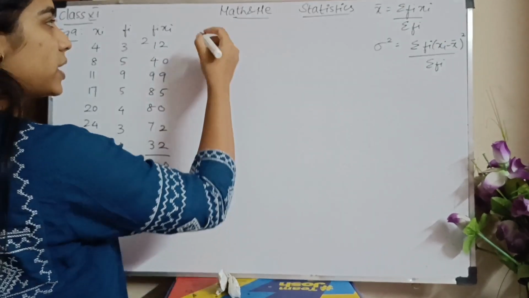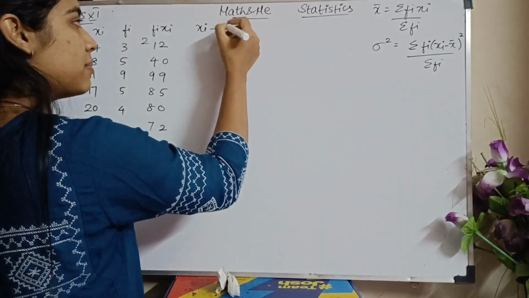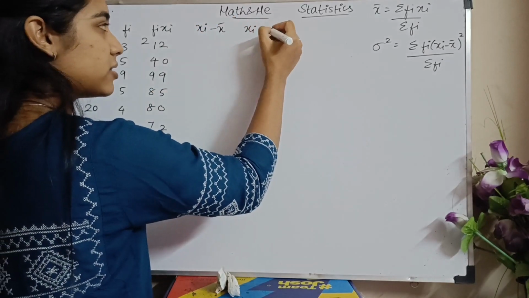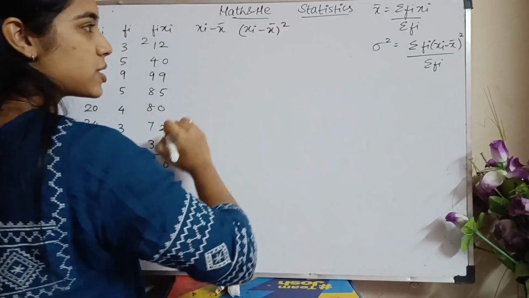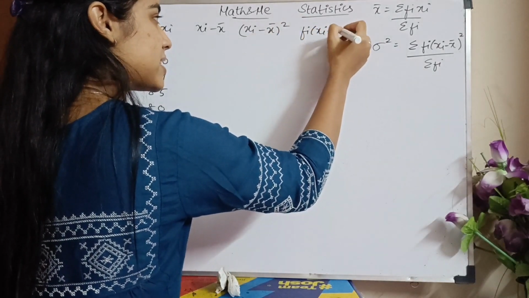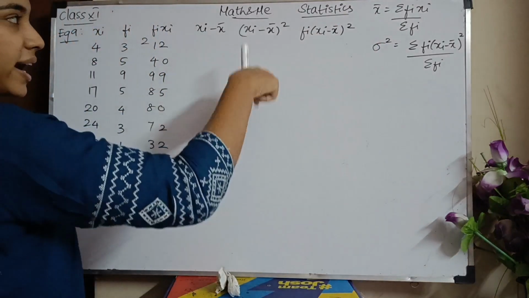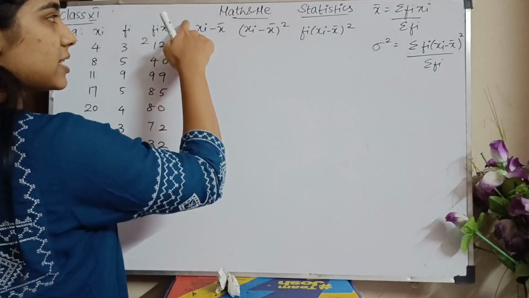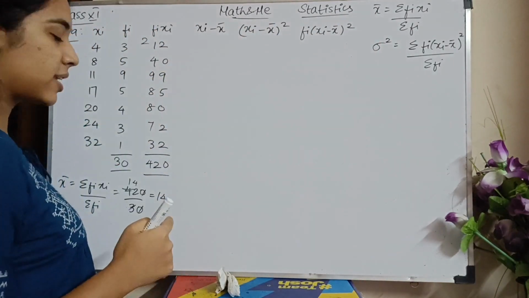So what other columns do I need? First I need xi minus x bar. Then I need to square it, so xi minus x bar the whole square. Then I need to multiply it with fi, so fi times xi minus x bar the whole square. Just one added column because you're squaring. In the previous one you only had modulus, so you can simply neglect the negative value.